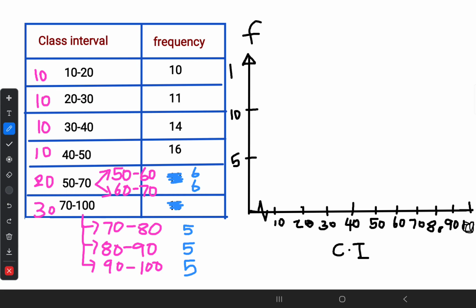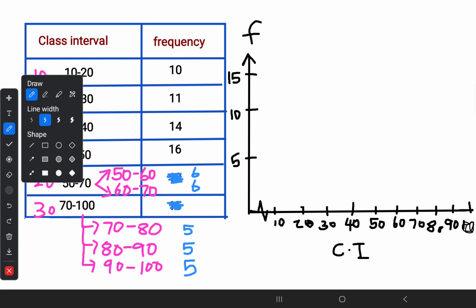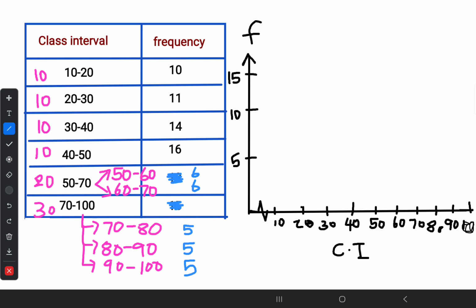If not, I want to write starting from 1 to 16. So that's why I will do it this way, starting from 5, 10, 15. We have the highest value as 15, so the axis should go a little greater than 15. Okay, now let's start to draw the blocks. The first block would be 10 to 20. The frequency is 10. In the second case, 20 to 30, the frequency is 11, a little greater than 10.